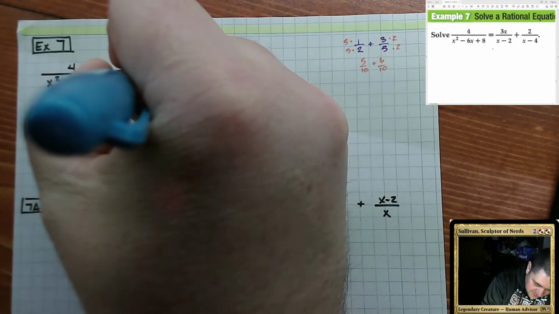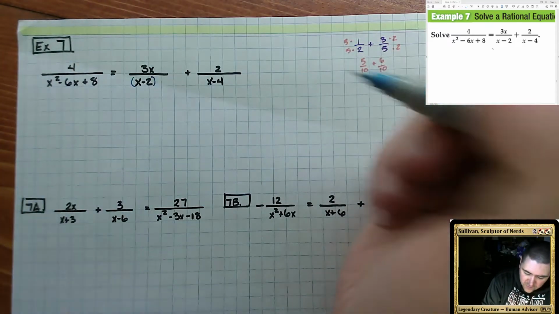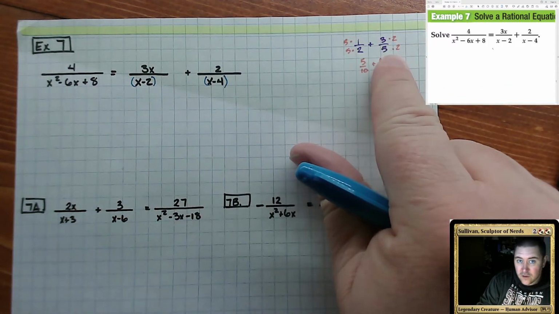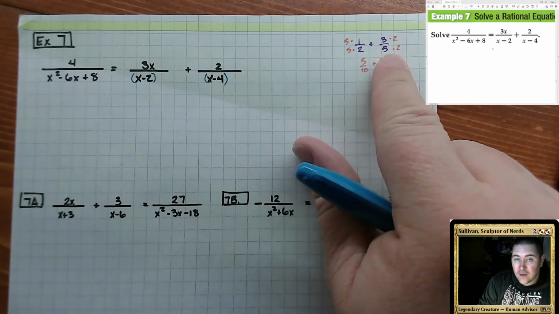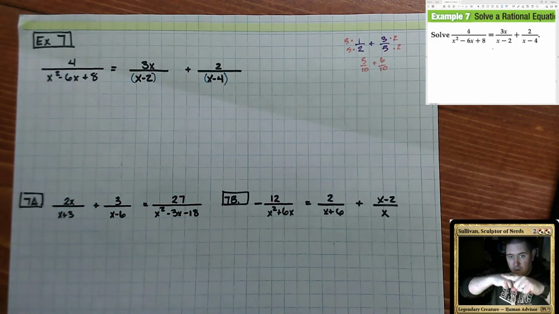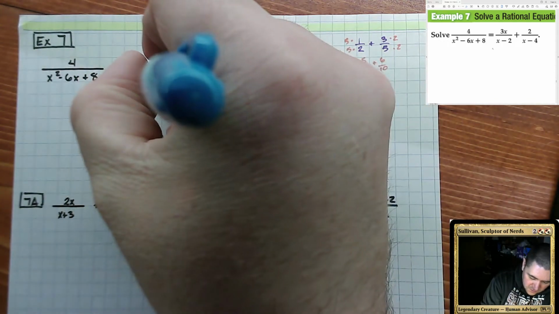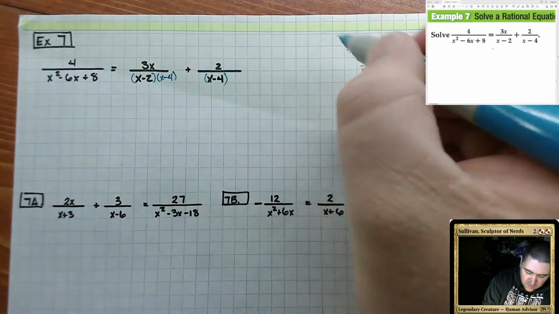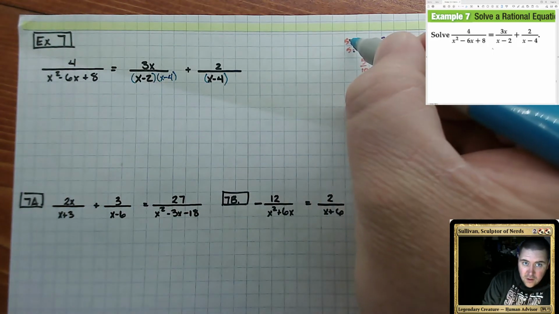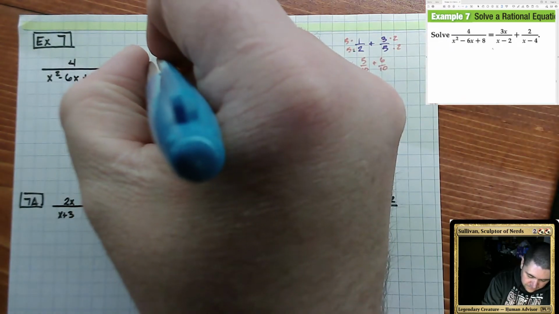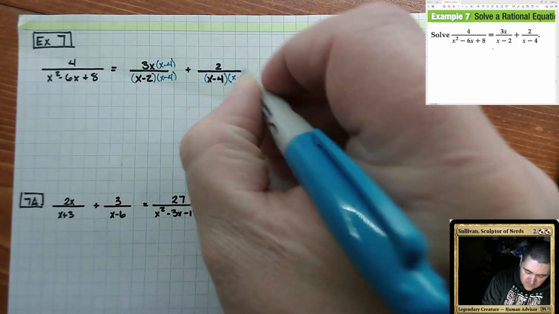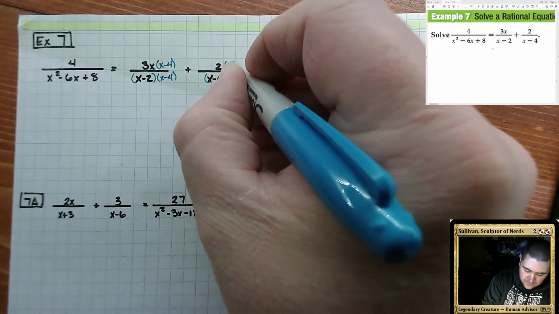Instead, I see that this has a denominator of x minus 2 and a denominator of x minus 4, just like 2 and 5 here. I need to multiply them by each other. So this is missing an x minus 4, and whatever you do to the denominator, you do to the numerator. Whatever you do to the denominator, missing x minus 2, you do to the numerator.